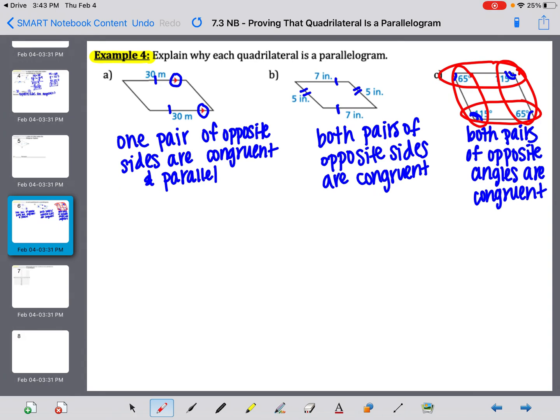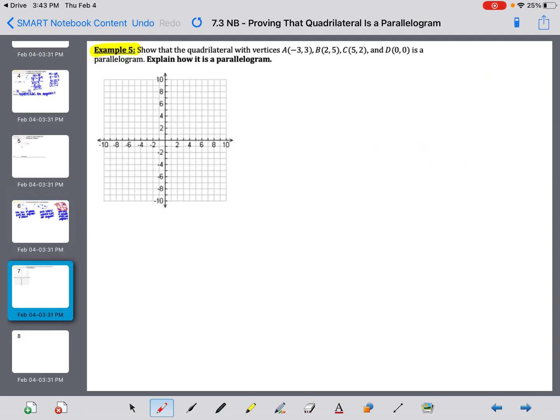And we don't necessarily need all of those to show. We would just need to show that both pairs of opposite sides are parallel using those consecutive interior angles. But really, it's just easier to use the fact that both pairs of opposite angles are congruent. All right. And then the last example is example 5.